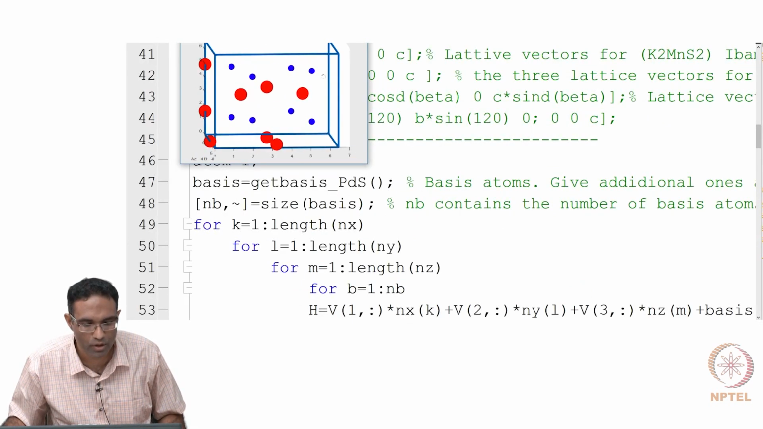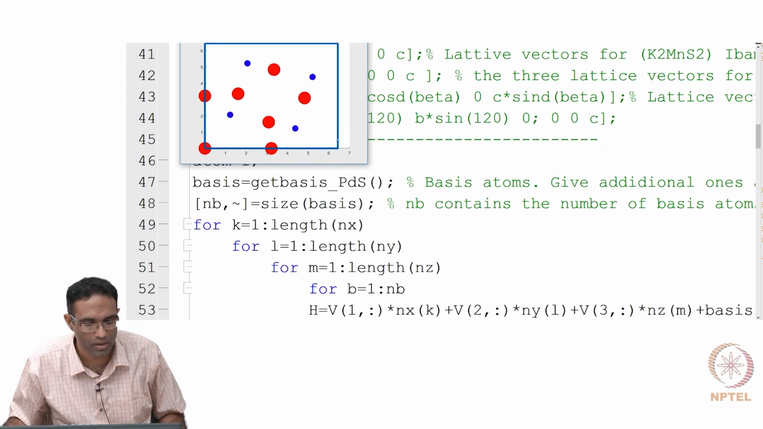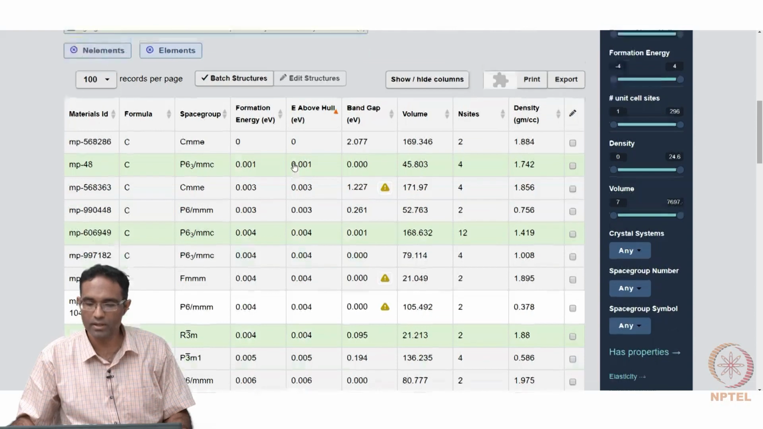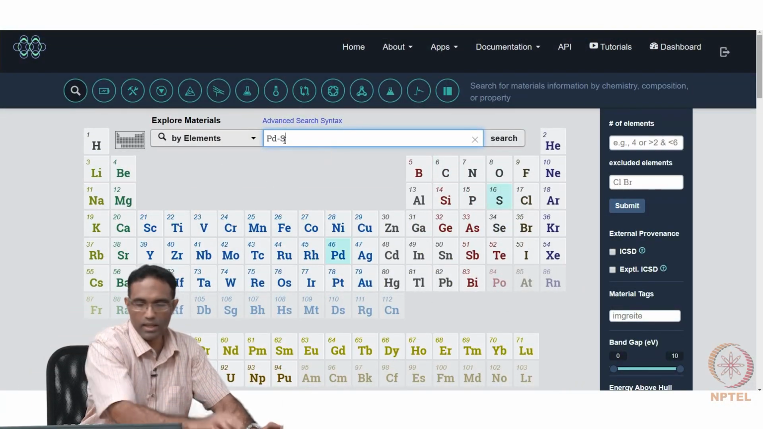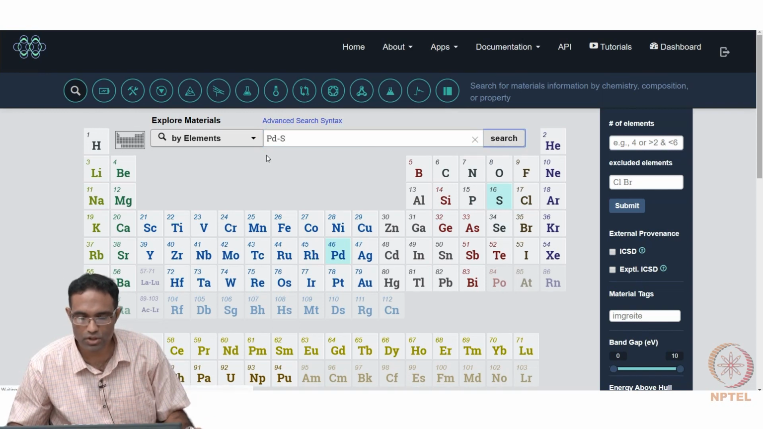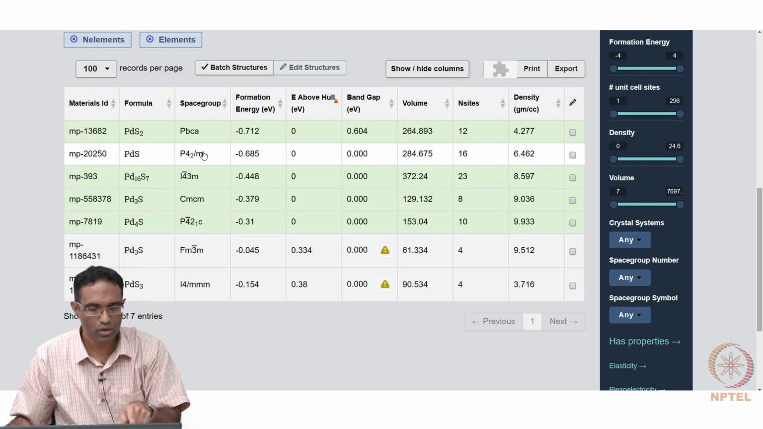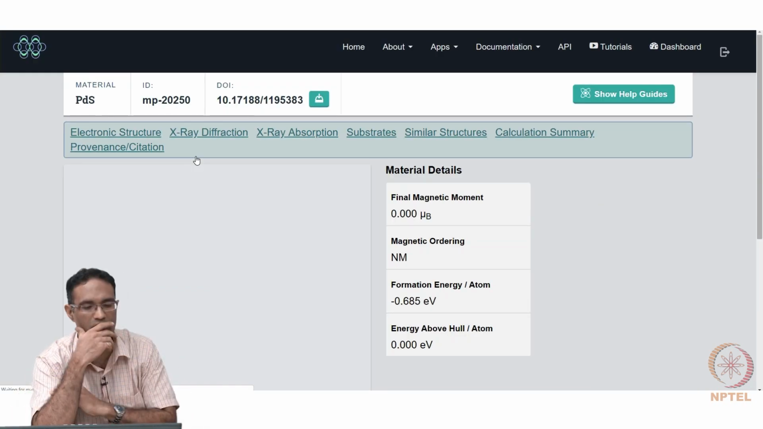Of course, it is important for us to know whether we generated it correctly. So it's a good idea to go to our Materials Project website, choose PdS, search. Okay, so PdS, space group P4_2/m, is what we generated. So we click on that, it takes some time.